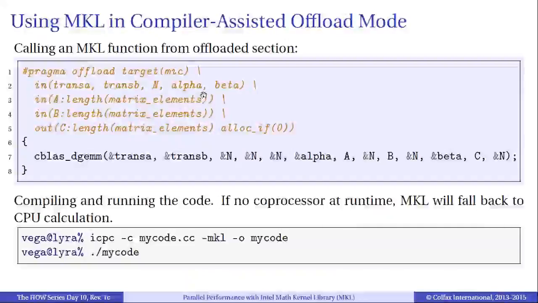Well, not all functions are supported for automatic offload, so there is a third way to use Xeon Phi, and this is compiler-assisted offload mode. In this case, you are on your own regarding the setup of offload. You have to insert directives in the code requesting offload. You have to specify how you want to transfer data in and out of the coprocessor. But when you run it, you still run it on the host, compiling with the argument -mkl.